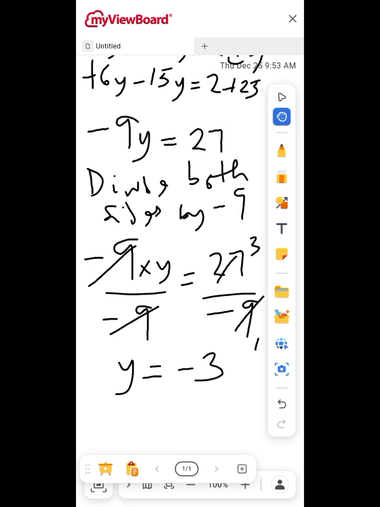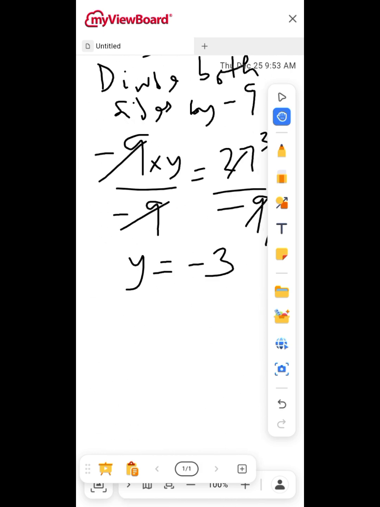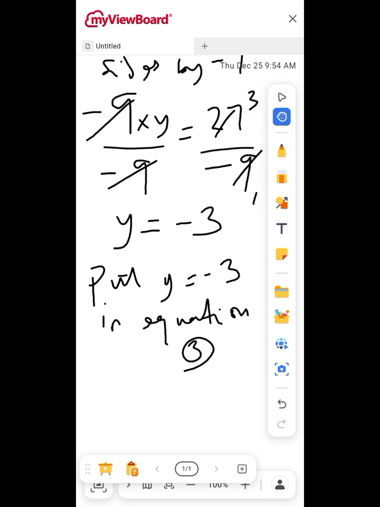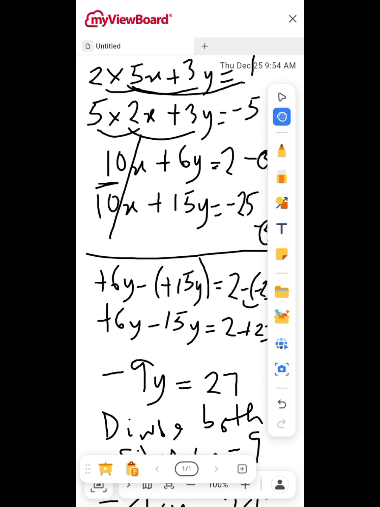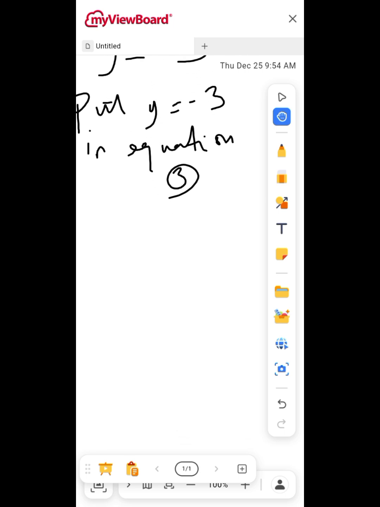Now, having gotten your y, you can now substitute your y in any of the equations to get your x. So it can be equation 1, equation 2, equation 3, equation 4. So I have 10x plus 6y. I can say put y equals minus 3 in equation 3. What does equation 3 say? Equation 3 says 10x plus 6y equals 2.